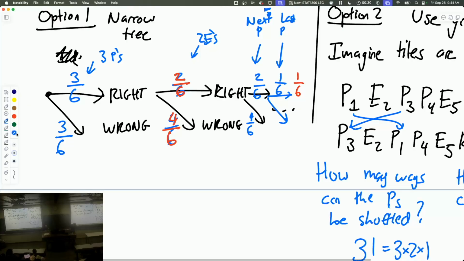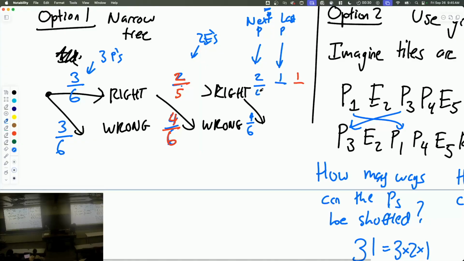Because the number of tiles left in the bag also decreases. So it's not 2 out of 6, it's 2 out of 5. Let me fix the denominators that I've written incorrectly. Okay, so this is the problem with these tree things, is they take up a lot of room if you want to really fully write them out.